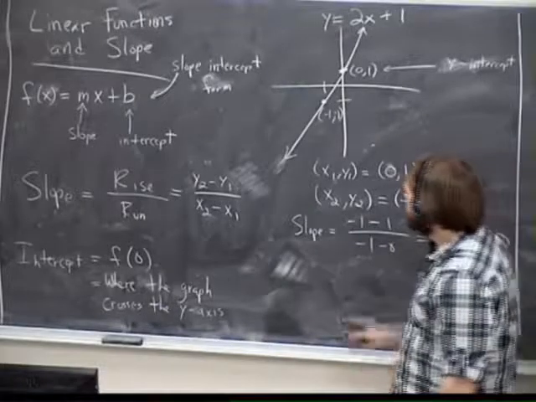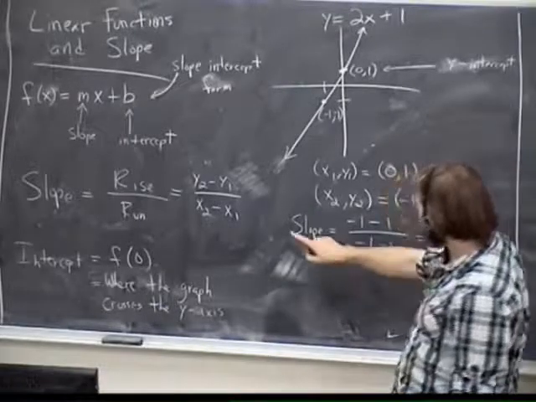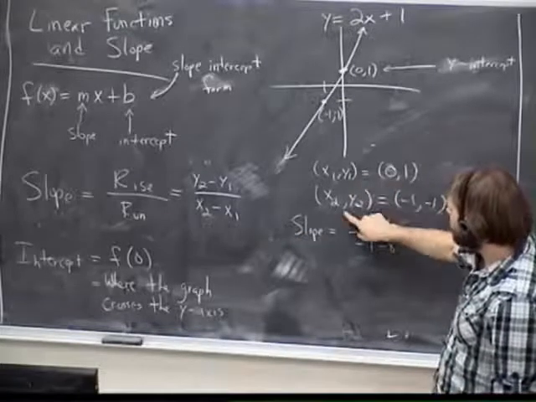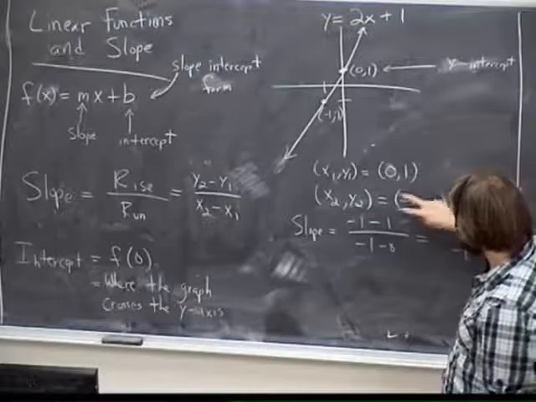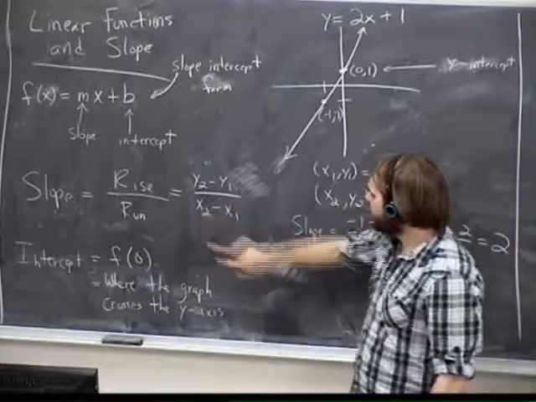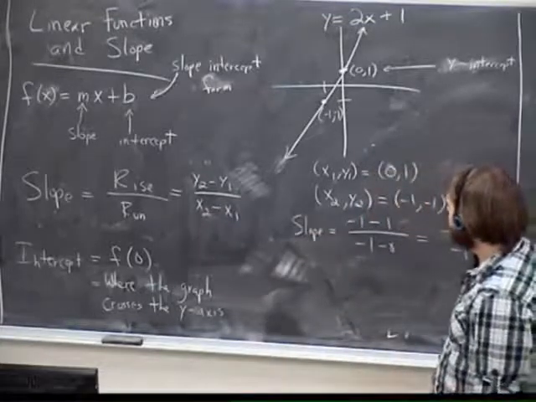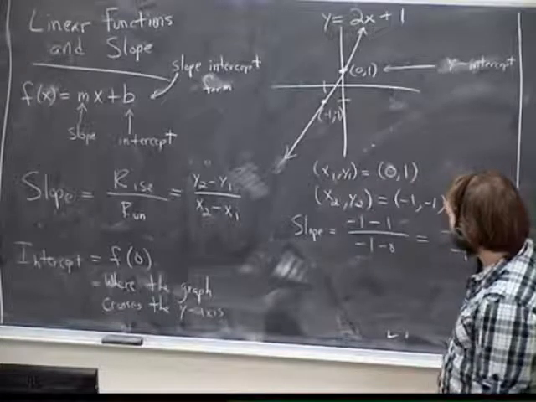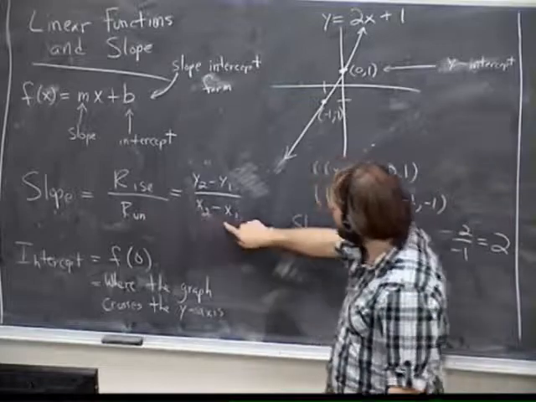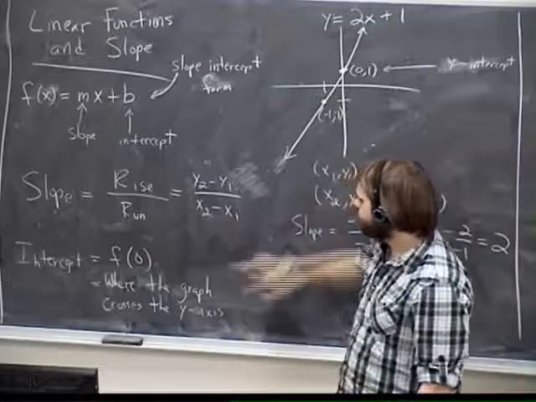Okay. Now, one thing to notice, it actually didn't matter which one was x1, y1, and which one was x2, y2. We could reverse the roles of these points in this formula, and it actually wouldn't change anything. So it doesn't matter which points you pick. Just pick 2 points on the line, use this equation here, and you'll find the slope.